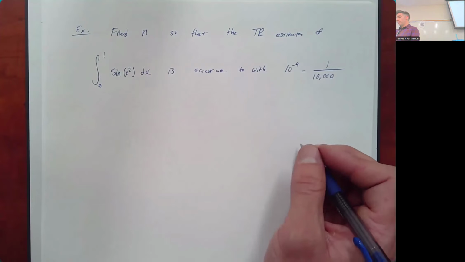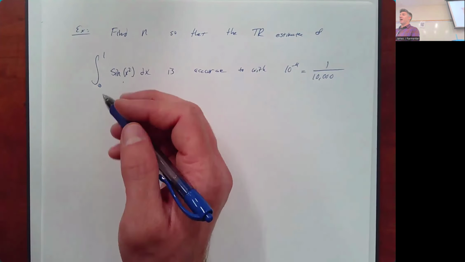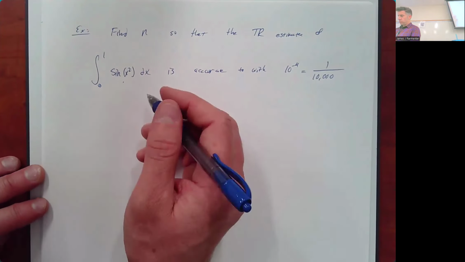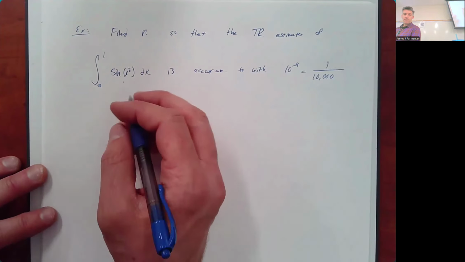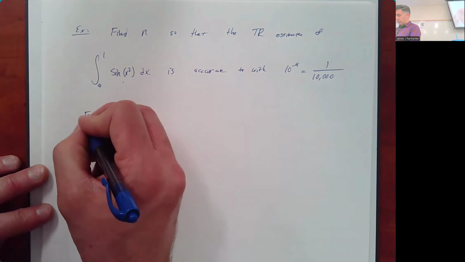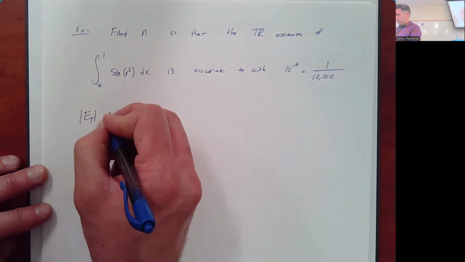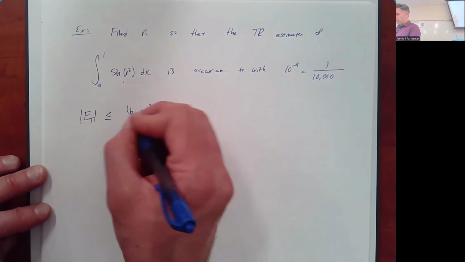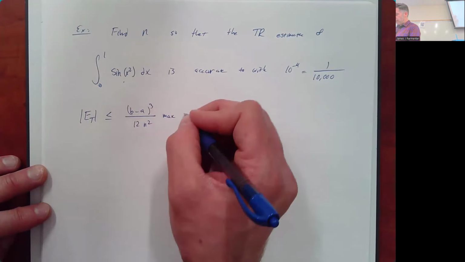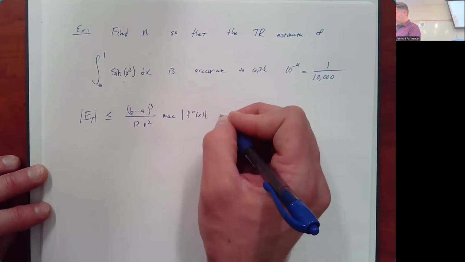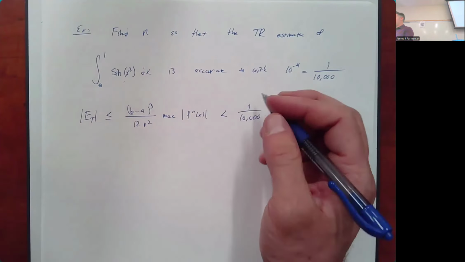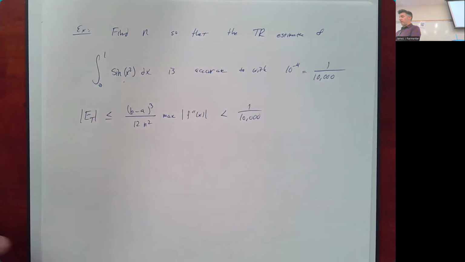Just like the previous example, sine of x squared is a function that cannot be anti-differentiated, or it just can't be done. So we are going to do what we did before. We're going to say that the error using the trapezoid method should be less than or equal to (b minus a) cubed over 12n squared times the max of the absolute value of the second derivative. And we want that to be less than 1 over 10,000. So let's find or approximate the maximum of the absolute value of the second derivative.